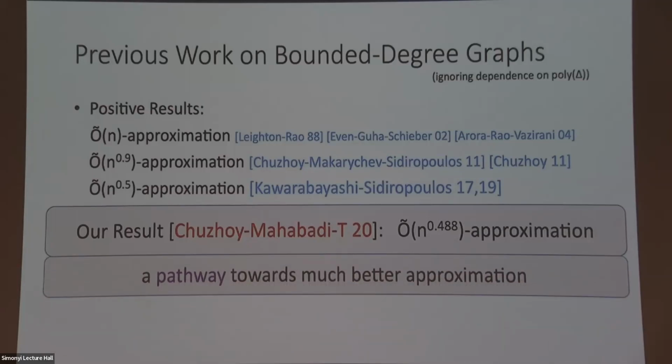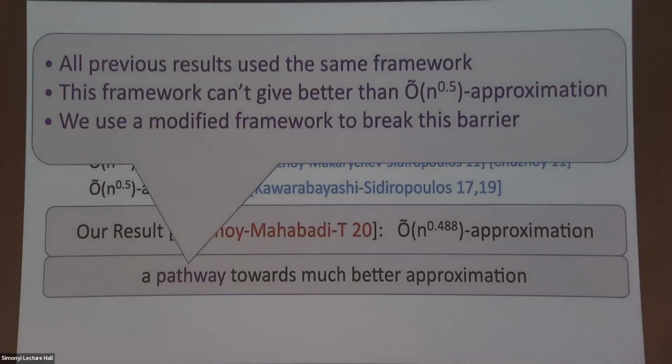A more important message that I think this work conveys is that it paves a way towards much better approximation. By that I mean all the previous results, the n to the 0.9, n to the 0.5, used the same algorithmic framework. But there is an example that shows that this framework just cannot get better than square root of n approximation. What we did in this work is propose a different, modified framework that gets around this barrier. And what we can get is n to the 0.488. This is a modest improvement in the approximation ratio, but the message is that it can get around some barrier of the previous framework.